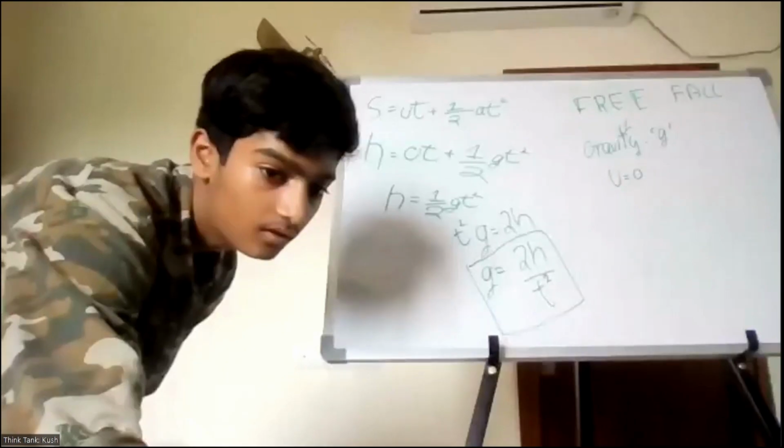Yeah, makes sense. Okay, so now that we have a formula on how to calculate g, how do you think we should go about it? It's 2h by t square. Can you send the formula in the chat once? I'll try. 2h by t square. So we'll be dropping it from a height, right? The height is h, and the time it takes to fall down is t.